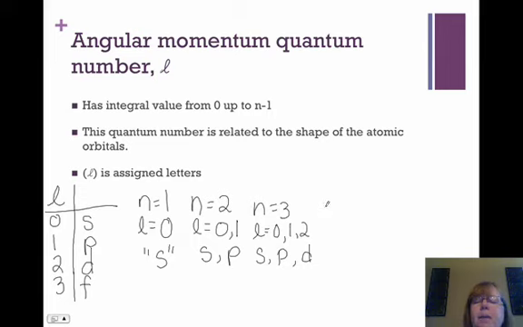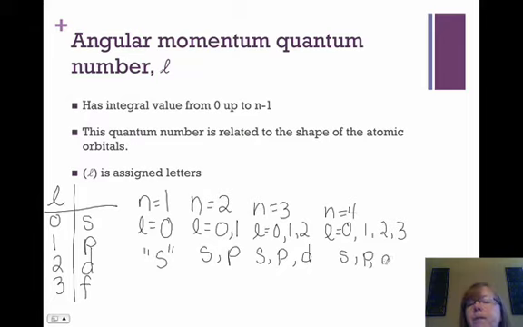Well, let's predict what we're going to have. If n is equal to 4, we're going to have 4 different sublevels, and that would be L equal to 0, 1, 2, and 3. So when L is 0, we call it an s. When it's 1, it's called a p, 2, d, and 3, an f.